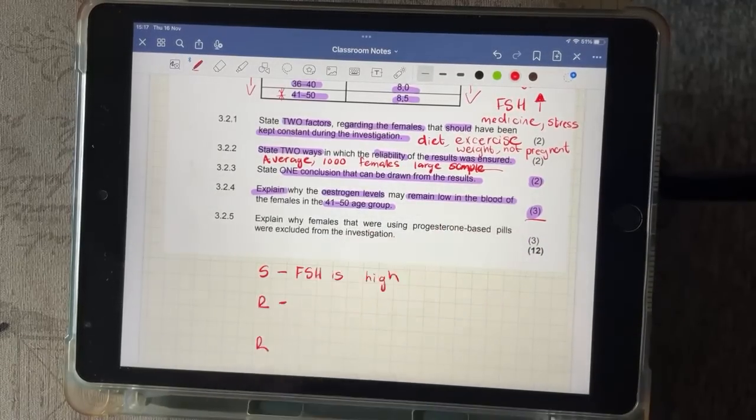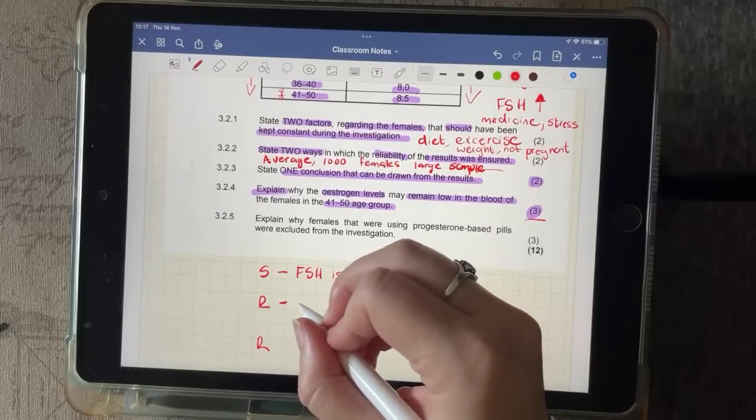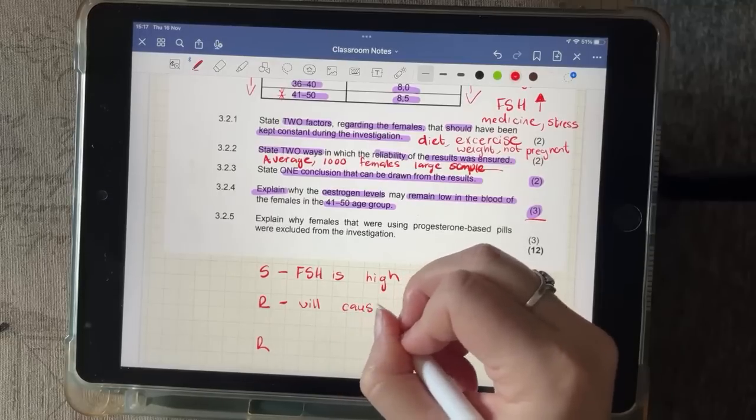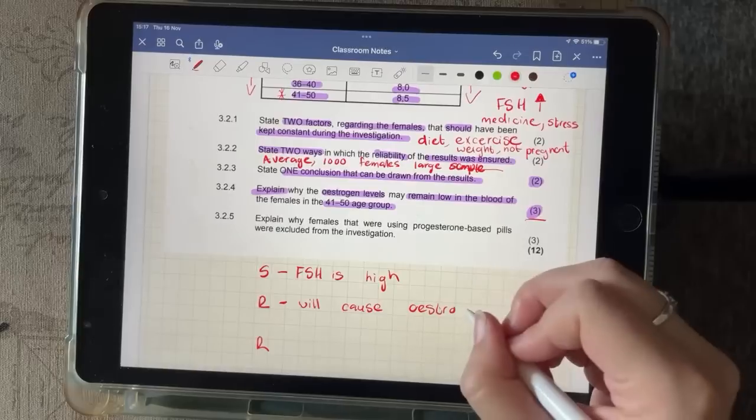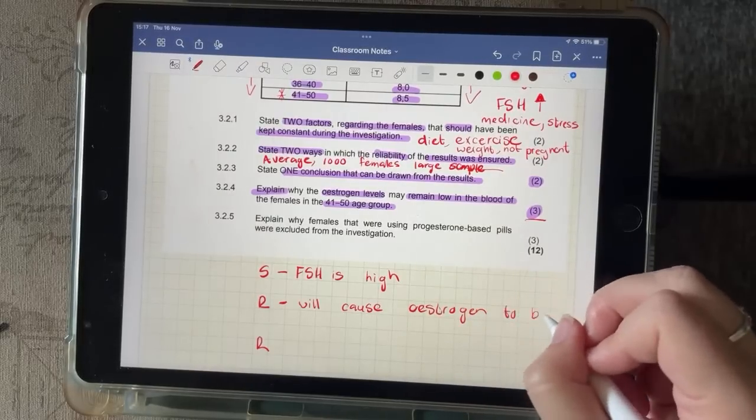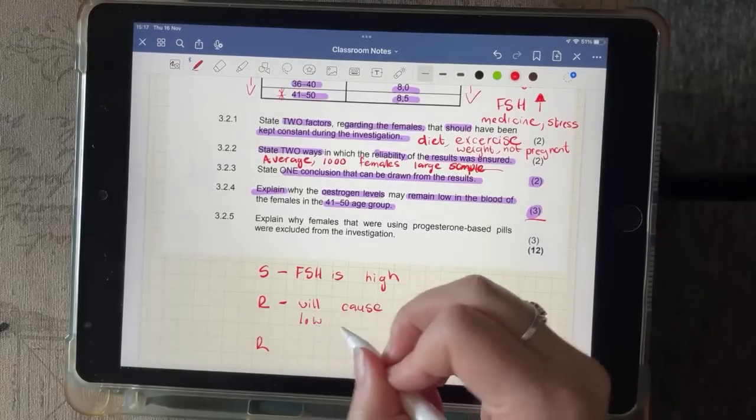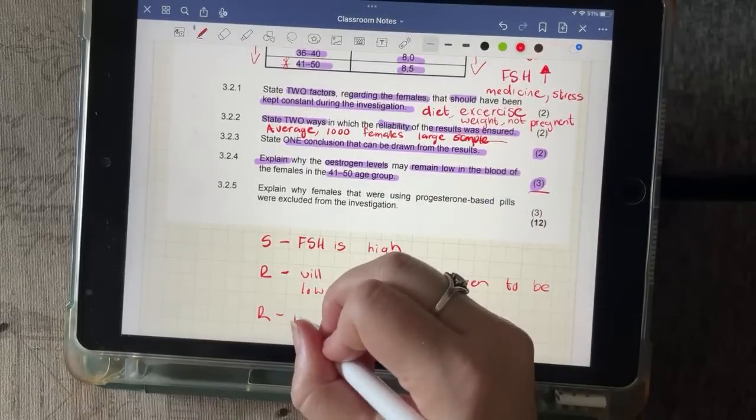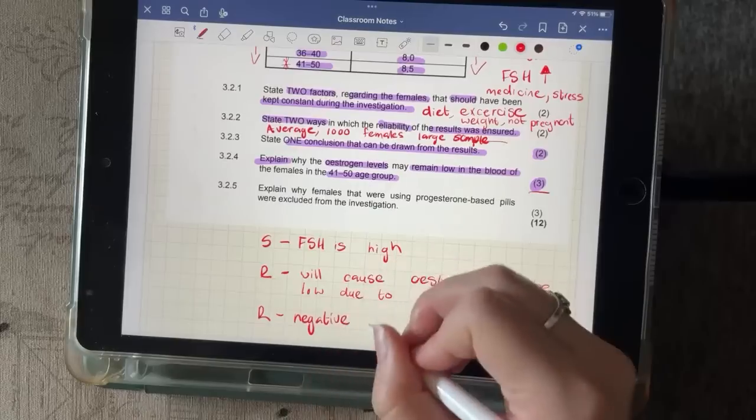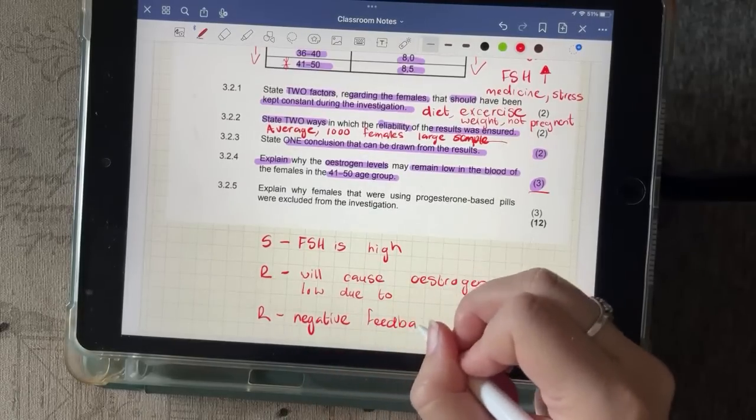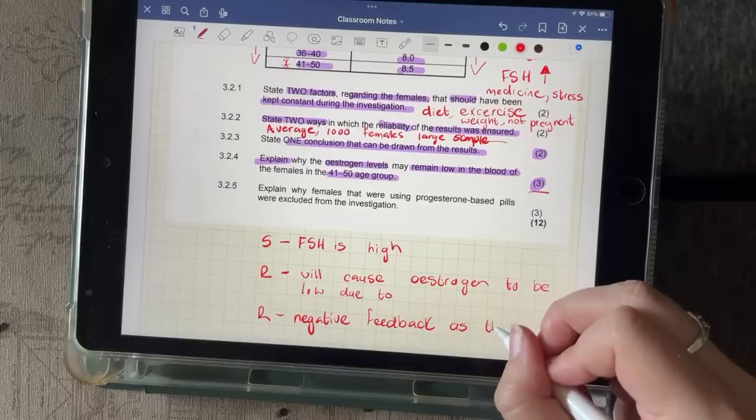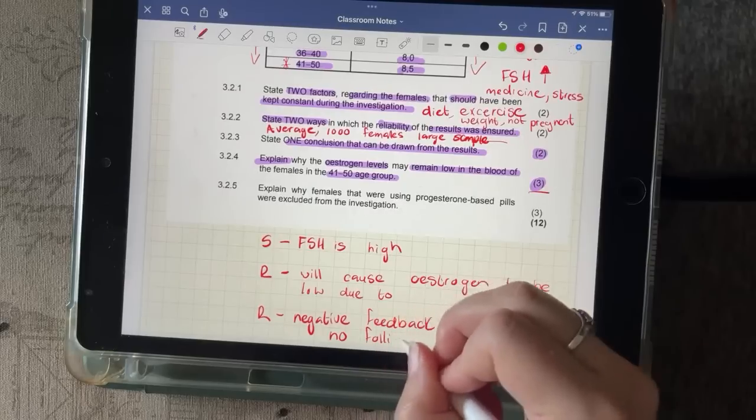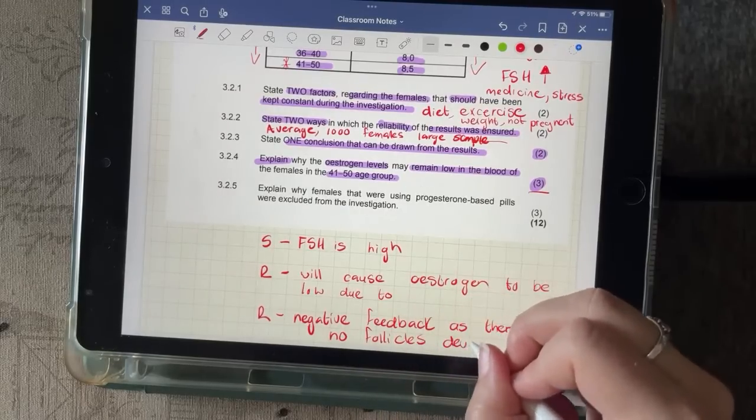Therefore, reason, FSH will cause estrogen to be low due to, we can put here, negative feedback, as there are no follicles developing.